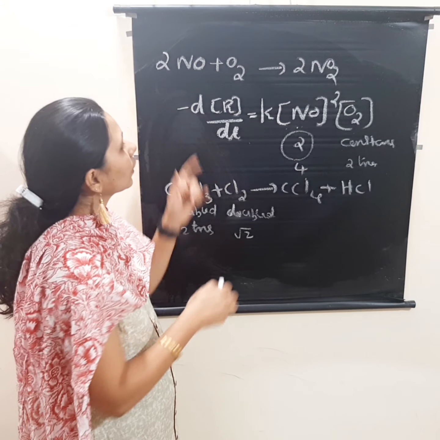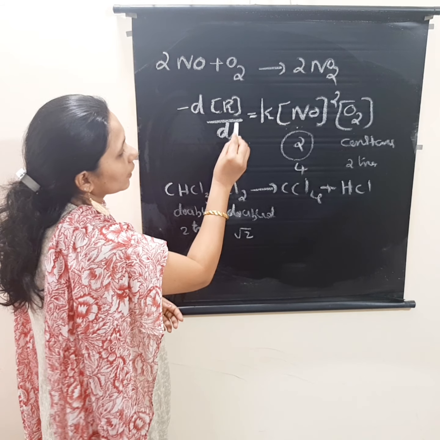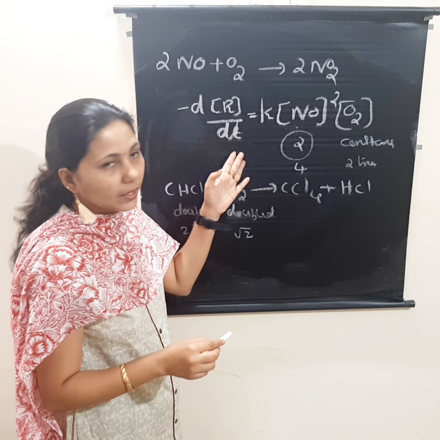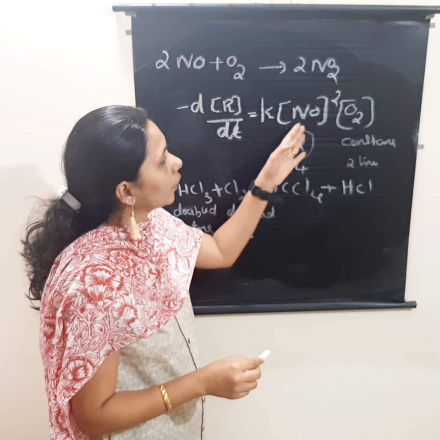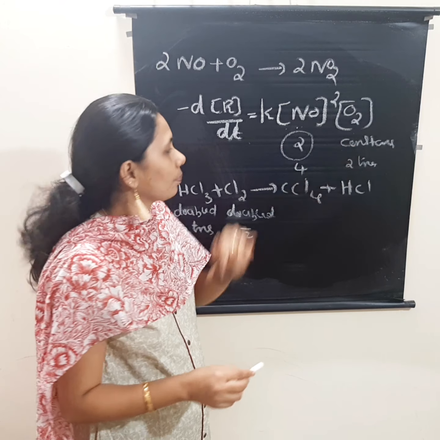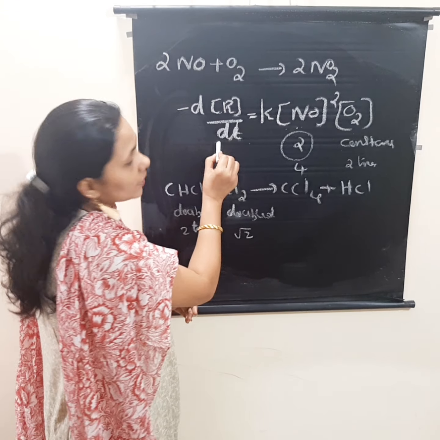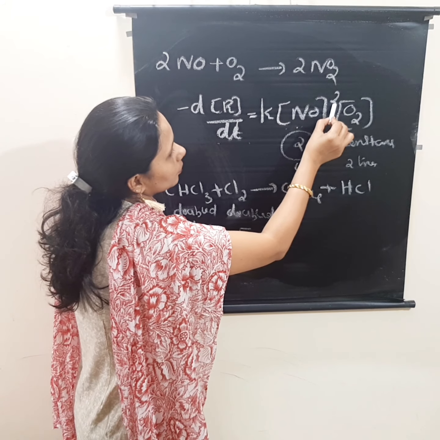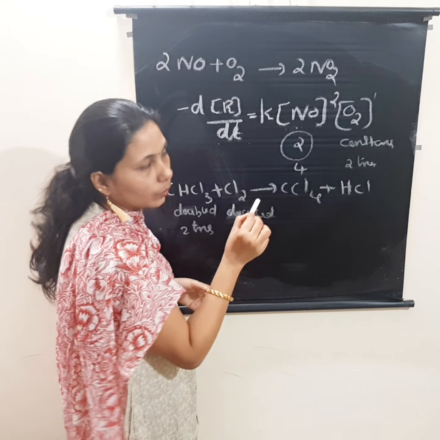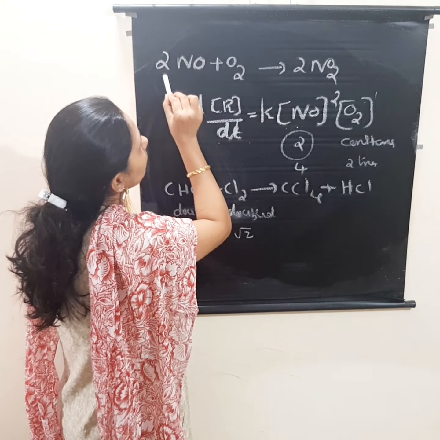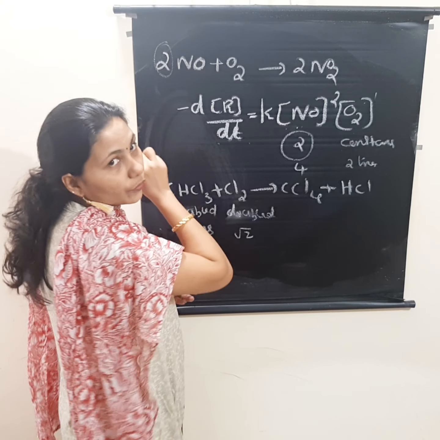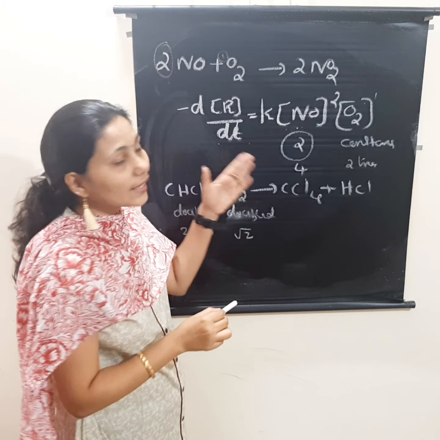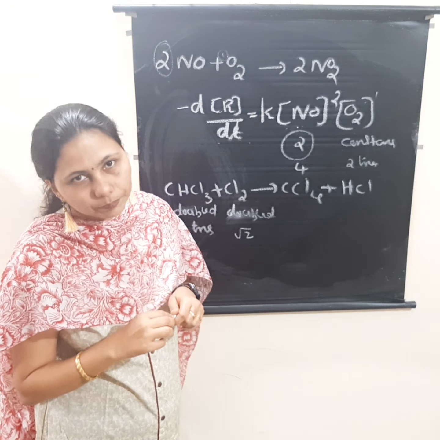Here the experimentally determined rate expression is minus d[R]/dt equals K into [NO]² into [O2]. So they wrote the experimentally determined rate expression. Here you can see the exponent is 2 for NO and 1 for O2, and this is the same as our stoichiometric coefficients, 2 and 1. In this case both are equal.